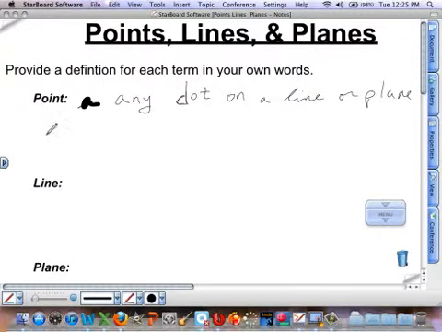So is this a point? Is this a point? Is this a point? So how do we really define a point? That's a pretty good start. I like that. Any dot on a line or plane? We're going to go a little bit deeper now.